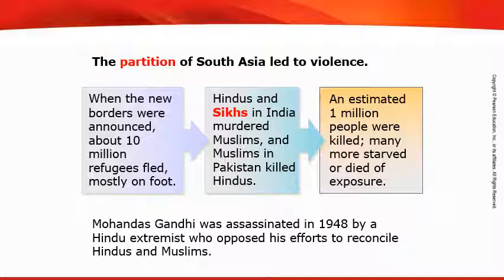The partition of South Asia actually created a huge scale of violence. There were mixed communities living on both sides of the border, newly created India and Pakistan. So people had to migrate from both sides. Hindus and Sikhs migrated from newly created Pakistan into India, and Muslims migrated from India into Pakistan.